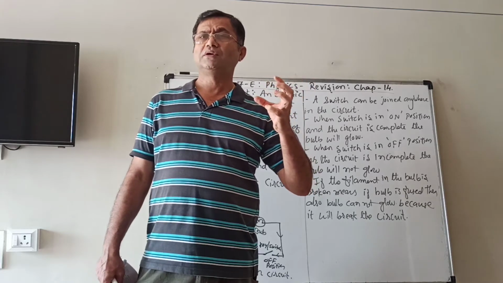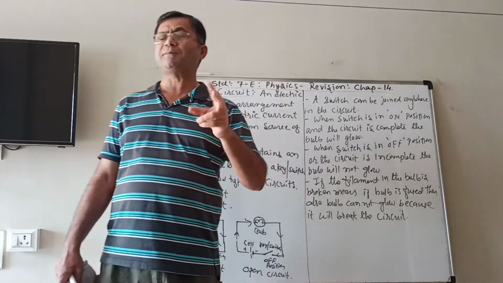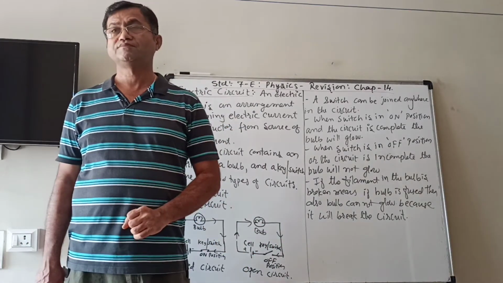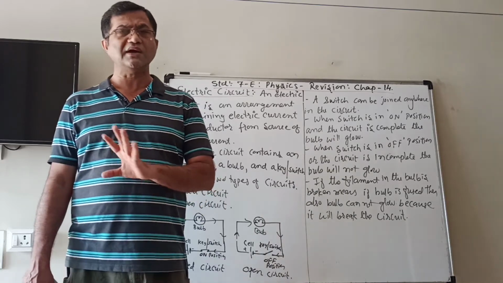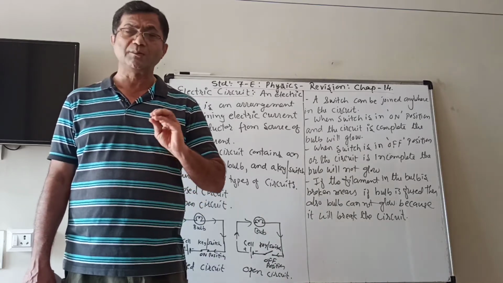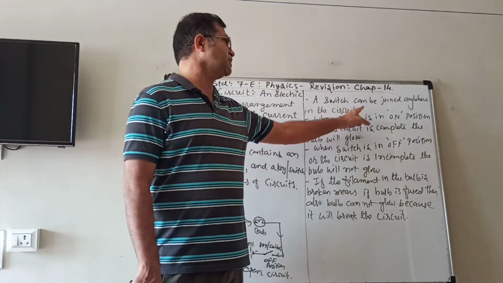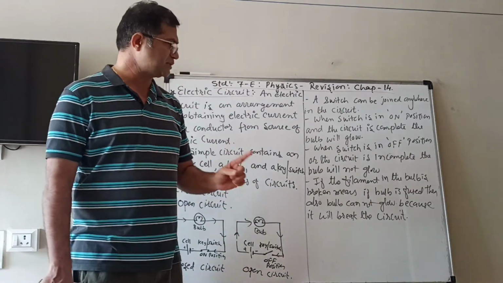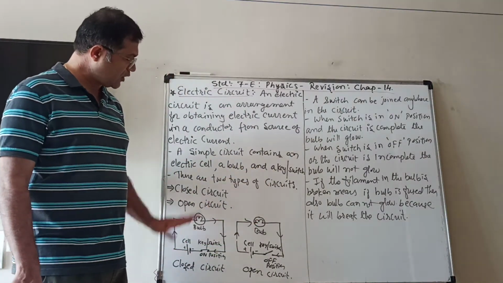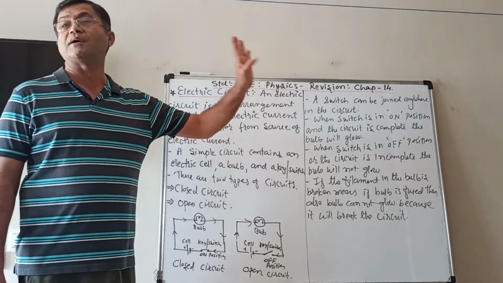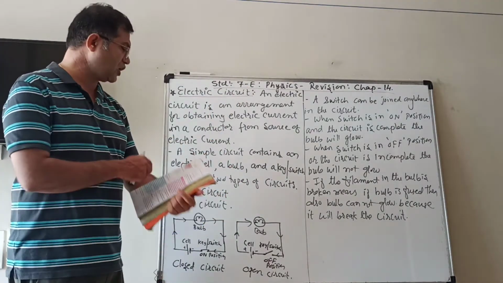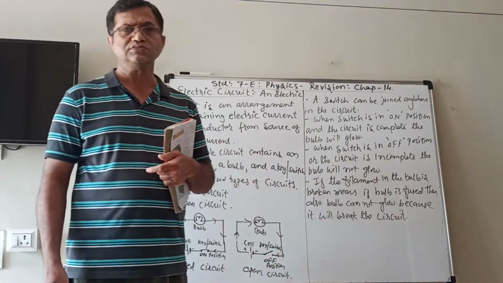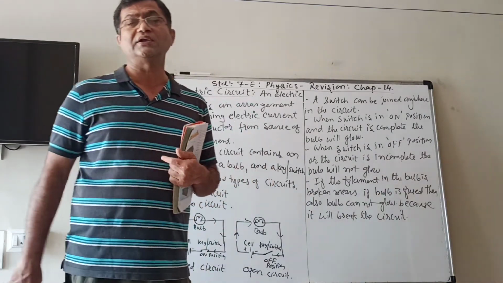You just have to keep in mind that the plus and minus should be according to the situation of the cell. Plus and minus. Otherwise, there is no particular place for the switch. So a switch can be joined anywhere in the circuit. Because sometimes if I draw like that, then you will think, yeah, the switch can only be on the right side of the cell. But it is not. You can put the switch here also, here also, here also, or here also. Anywhere you can join this switch.